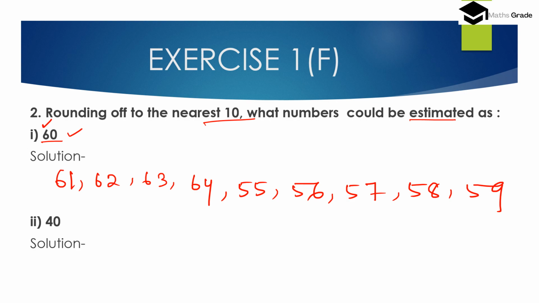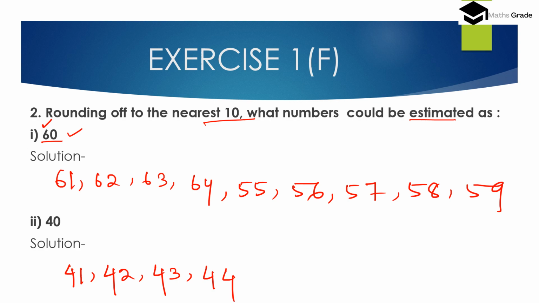Now the second part, 40. We have to find the numbers which are rounded to the nearest 10 to give 40. If the unit digit is less than 5, that is 1, 2, 3, 4, the numbers are 41, 42, 43, 44, with unit place digits 1, 2, 3, 4.